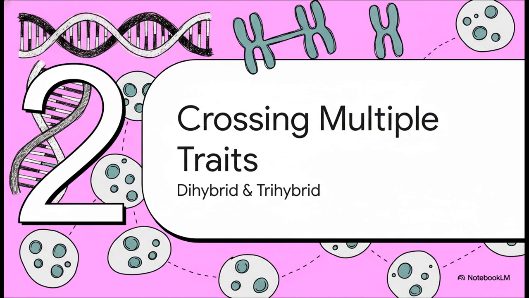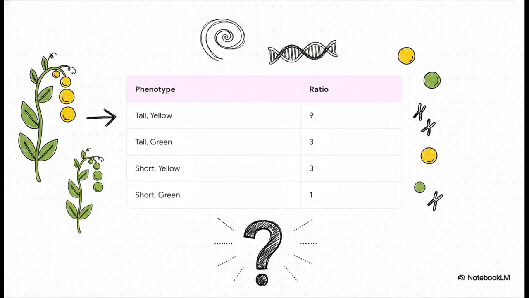This is where things get really interesting, when we start tracking 2 or maybe even 3 traits at the exact same time. Okay, so when you cross 2 individuals that are heterozygous for 2 different traits, think Mendel's pea plants, looking at both height and color, you always get this classic 9:3:3:1 ratio in what you see, the phenotypes. This predictable pattern was a huge breakthrough. It proved that different traits are inherited independently.